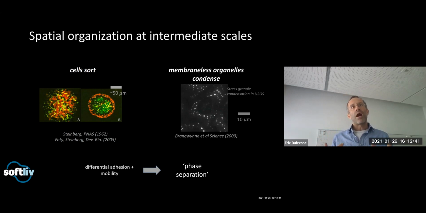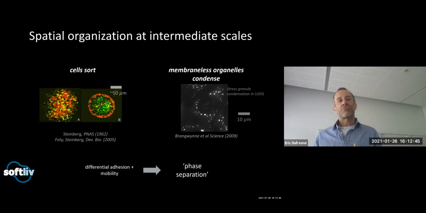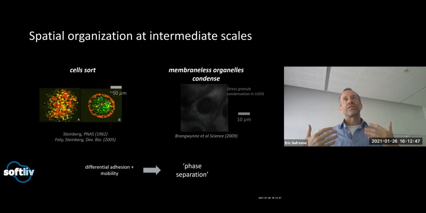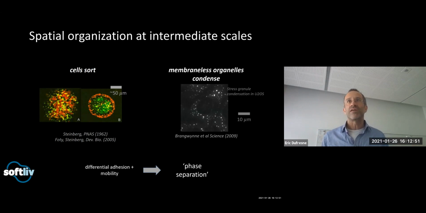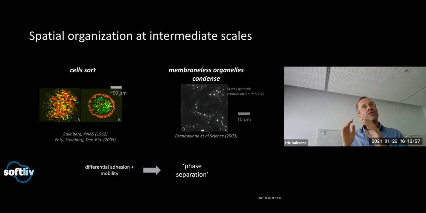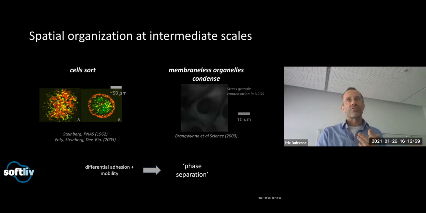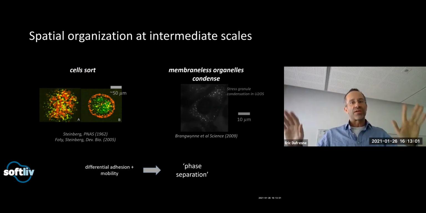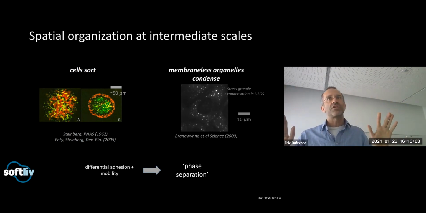Both of these objects, these two length scales, involve a common thread of differential adhesion. So on the left, the red cells like to be next to the red cells, but not next to the green cells. And similarly on the right, that fluorescently tagged protein likes to be with itself as well as some other things that are unlabeled, but not with the rest of the cell. That's the differential adhesion part.